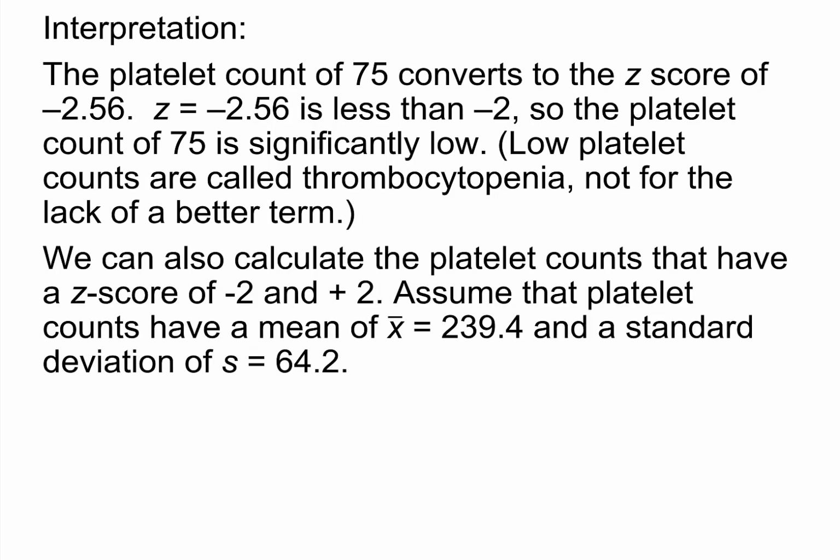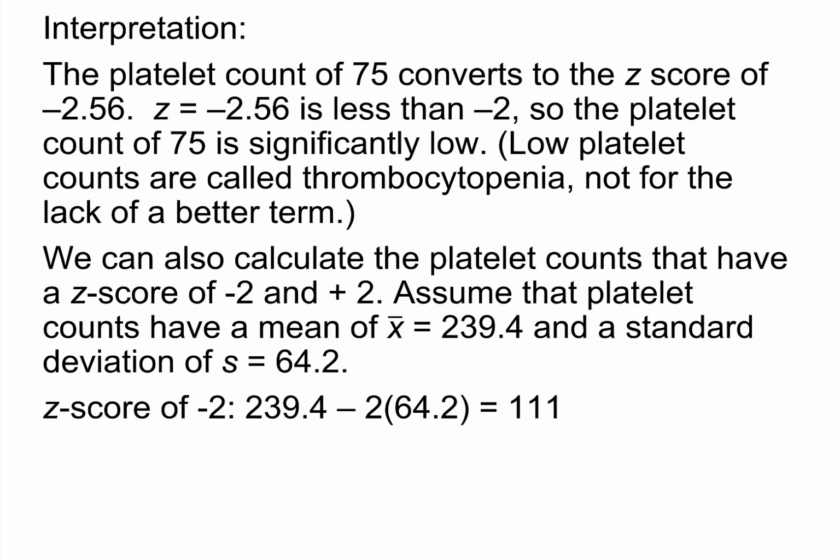We can also calculate the platelet counts that have a z-score of -2 and +2 and assume that a platelet count, again, has that mean of 239.4 and a standard deviation of 64.2. I want to mention also, you're going to have to do these calculations on a calculator. StatCrunch won't do this type of a calculation.